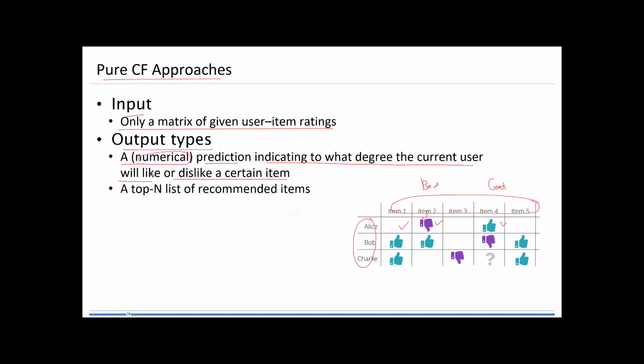If we just have two options, like and dislike, then we can say this is binary. But sometimes we can have numerical values. If it is binary, maybe it is 0 or 1. If it is a numerical prediction, it can be 1 to 5, for example. After we know the predicted numbers, we can select the top list of recommended items.